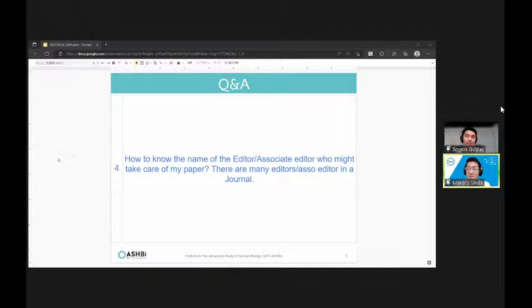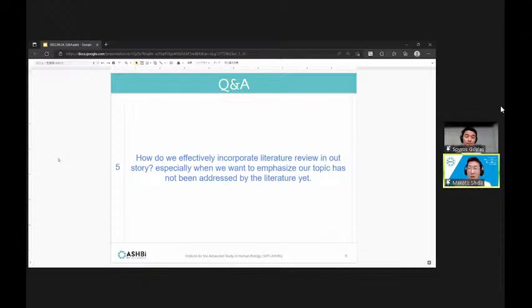Okay, so the next one: how do we effectively incorporate literature review in our story, especially when we want to emphasize our topic, which has not been addressed by the literature yet? So it depends, I guess, on which section of the paper you're thinking about. And I think the obvious one would be, of course, the introduction, where you would want to incorporate literature.